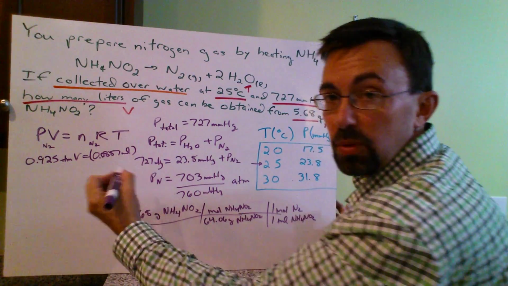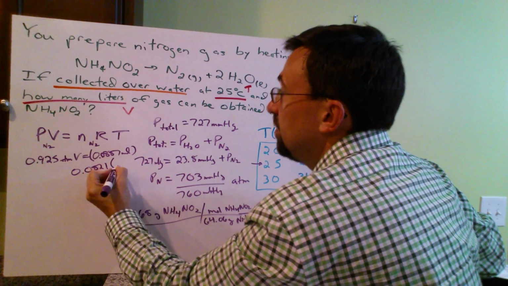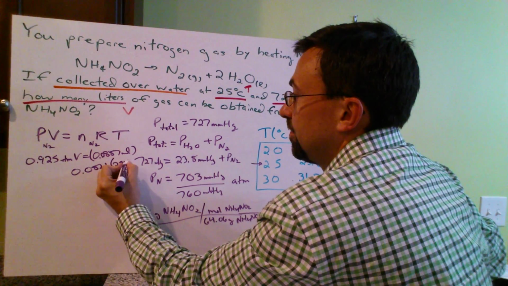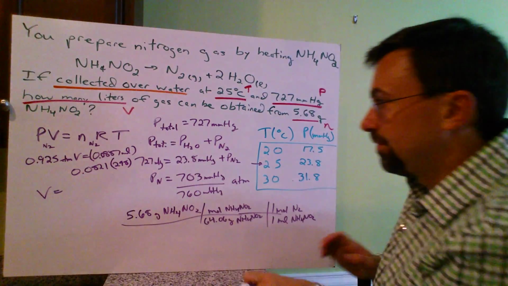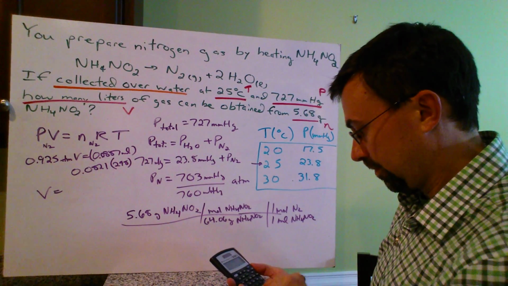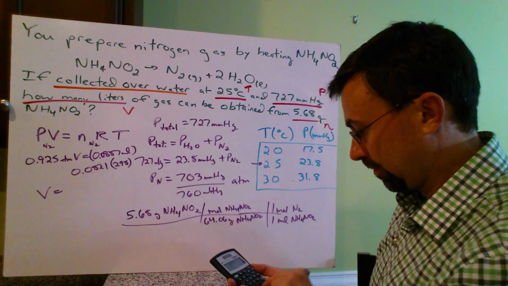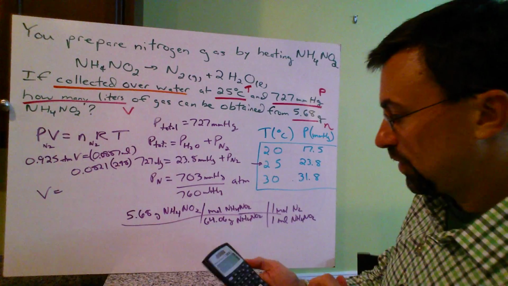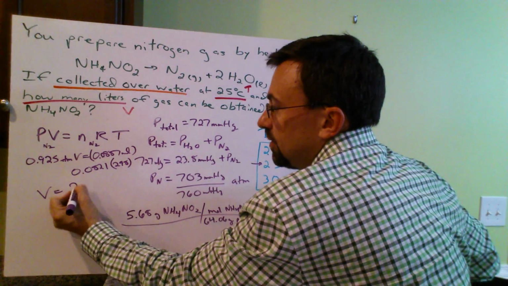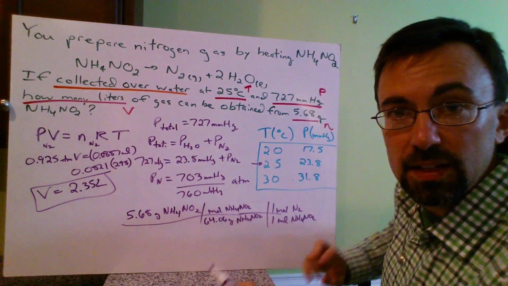Alright, I'm sorry about my board spacing. This is terrible. R is 0.0821, and my temperature is 298. If I solve for my volume, I get a volume of 2.35 liters of nitrogen gas to be collected.